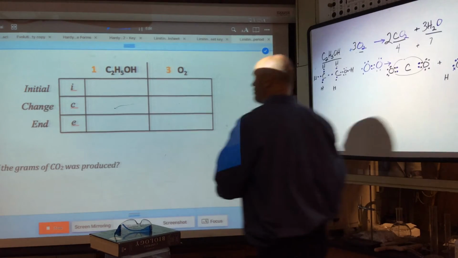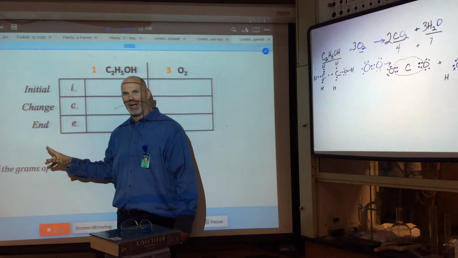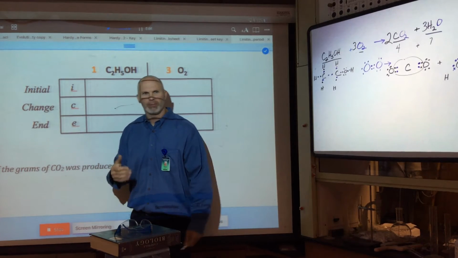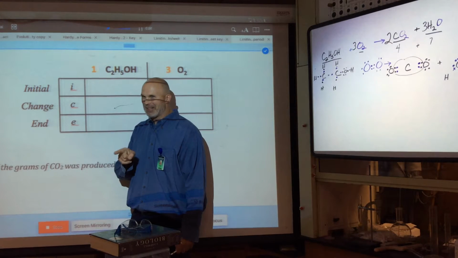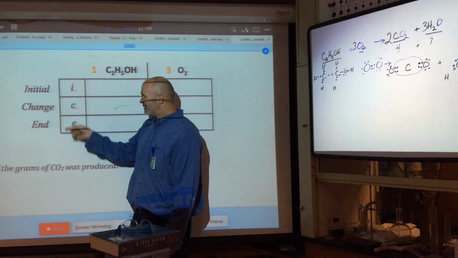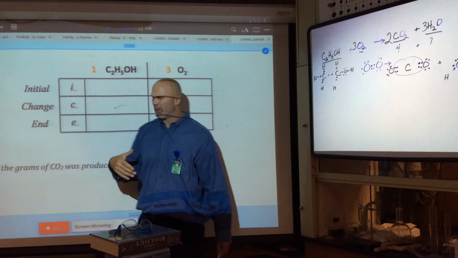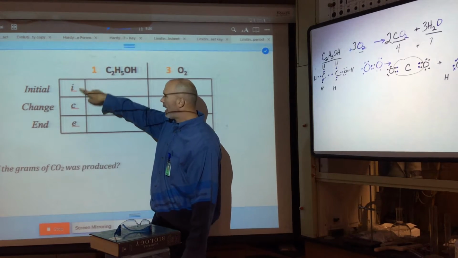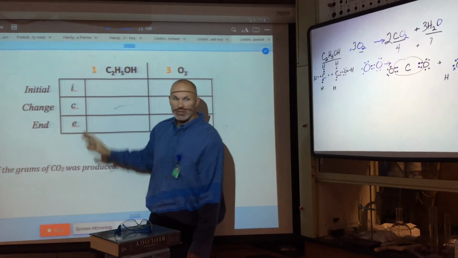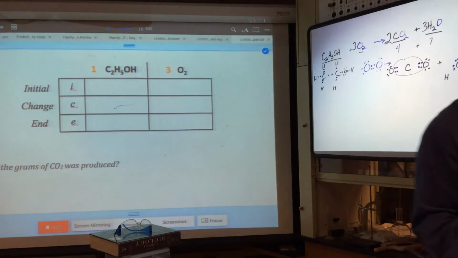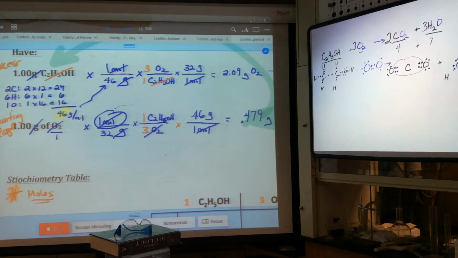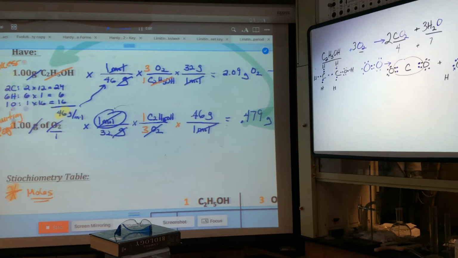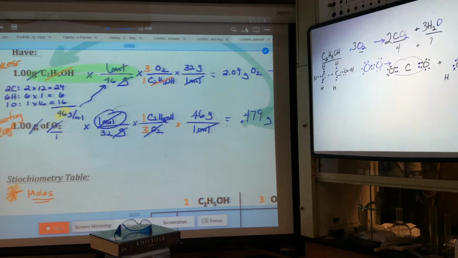Now, this is called an ice table. Initial, change, and end. So this is going to help. We're going to start with moles. So clearly, all I need is this point right here. I need this information. So let's go get moles.